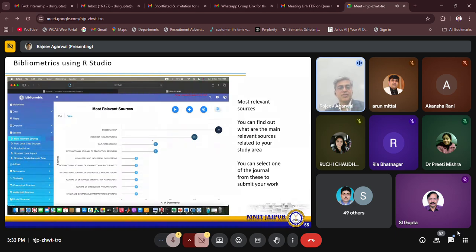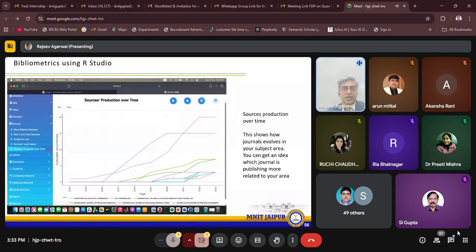Now, most relevant sources. So I am interested in different journals, how many papers they publish. So Procedia, IFAC, Production Engineering, Computer Engineering. These are the publications which are public. And then sources production. So Computers and Industrial Engineering is actually one of the very important research venues in our area. So that is one.